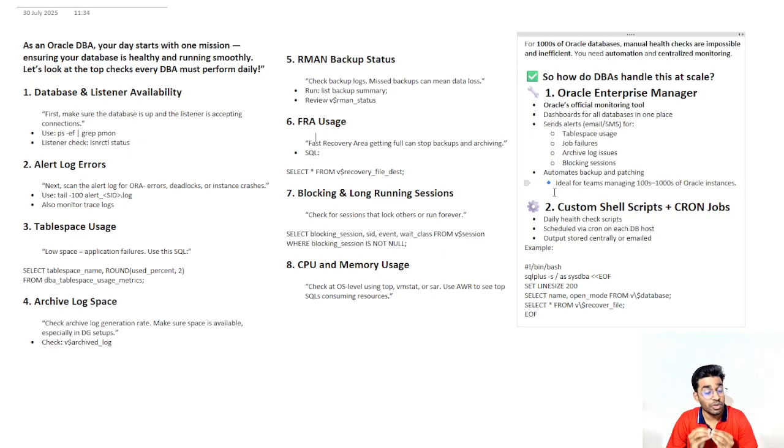In this video, we are going to discuss how an Oracle DBA starts his day. He will have many responsibilities and there will be a lot of checklists. A few of the top checklists we are going to discuss in this video. First of all, his checklist will be to check the database status and listener status, whether the database is up and running and the listener is up and running.